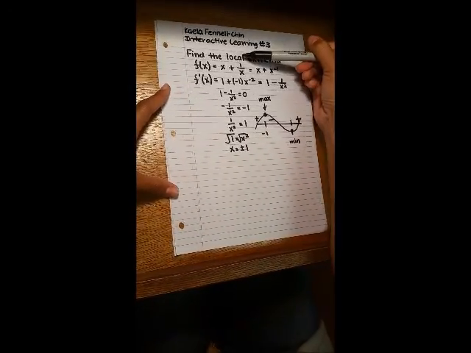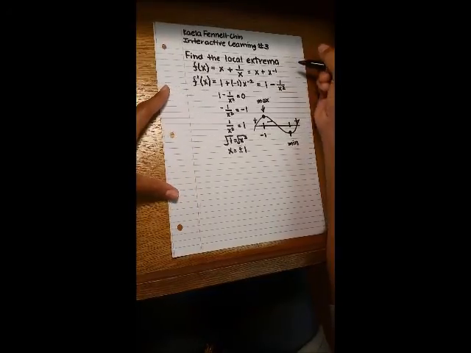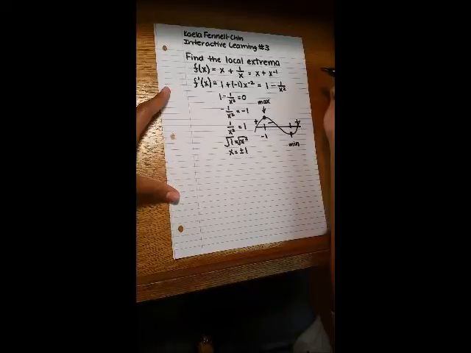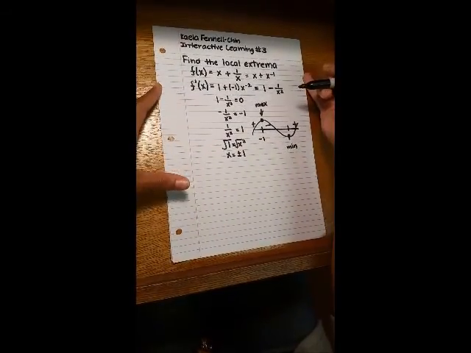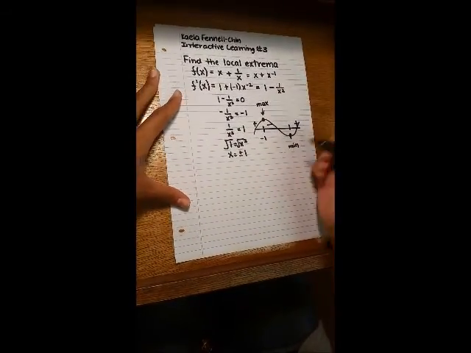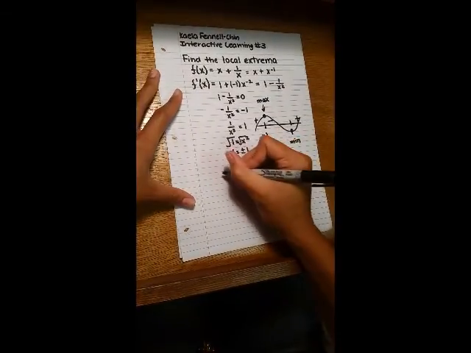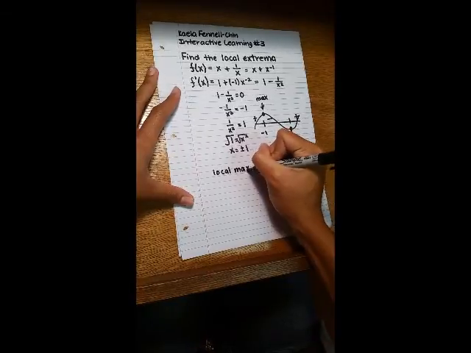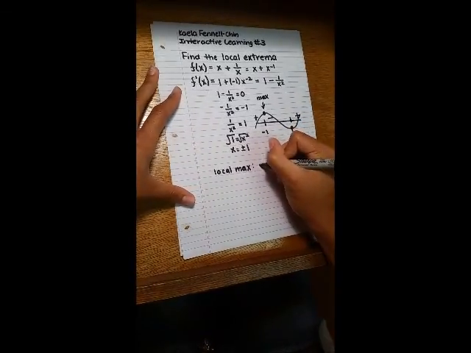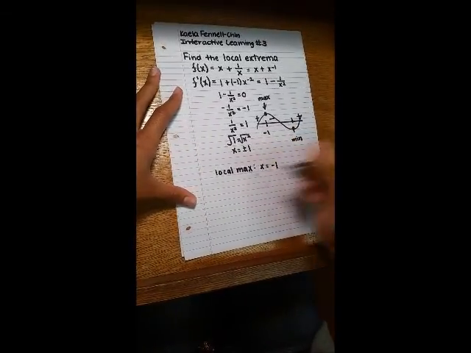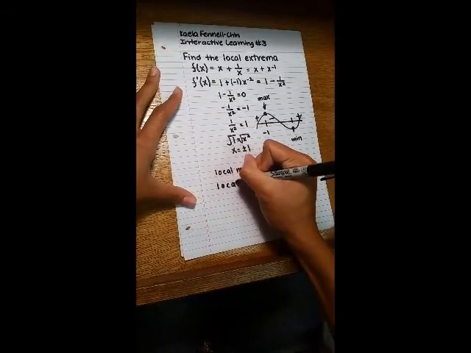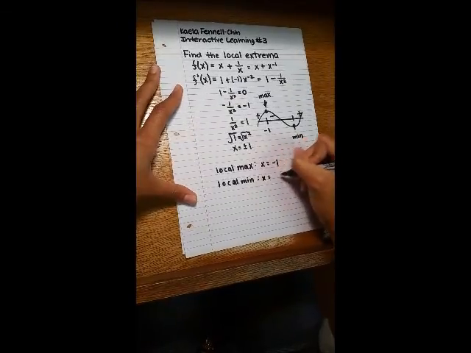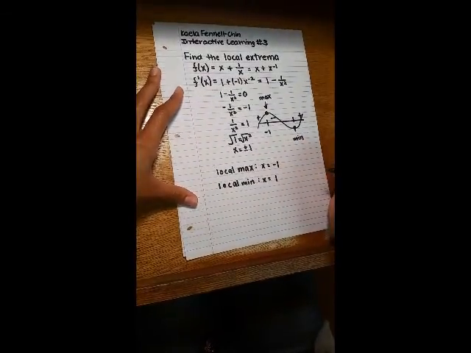And the reason that it says local is because since it does not give you a certain endpoint, that means that your graph is going to continue all the way to infinity. So you're never going to have a global extrema. So our answer is going to be our local max will be at x is equal to negative 1, and our local min is going to be when our x is equal to 1.